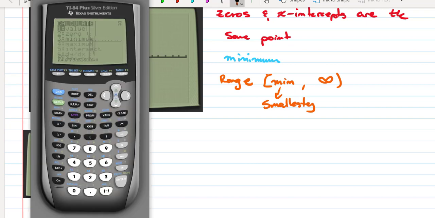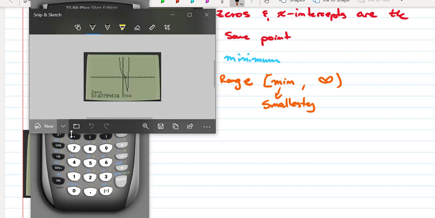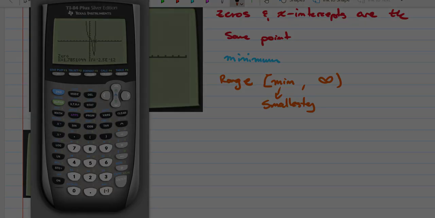So the second zero, that's going to be this guy over here, we're going to rinse and repeat. So we go Second, Trace, to open our Calculate menu, we choose zero, and I'm going to move over. I am to the left of that zero still, so I press enter. And now I need to move my arrow over till I'm to the right, which I am. So I press enter, and then guess, I move back closer, I hit enter, and my calculator gives me the approximation of that other zero.